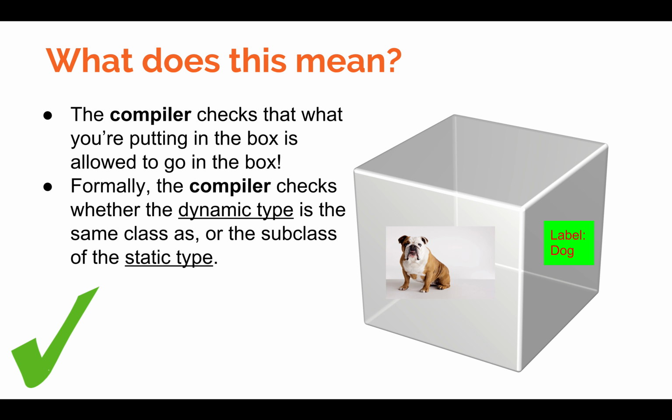Okay, the compiler checks that what you're putting in the box is allowed to go in the box, and formally the compiler checks whether the dynamic type is the same class as or a subclass of the static type. All right, so this is the formal thing that the compiler checks. That's all the compiler cares about. Okay?